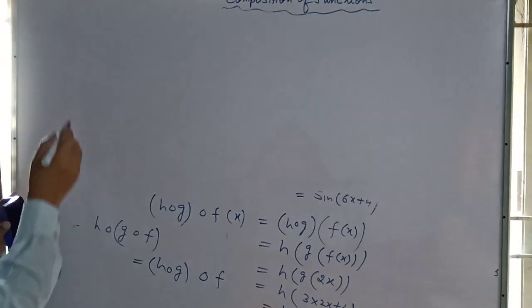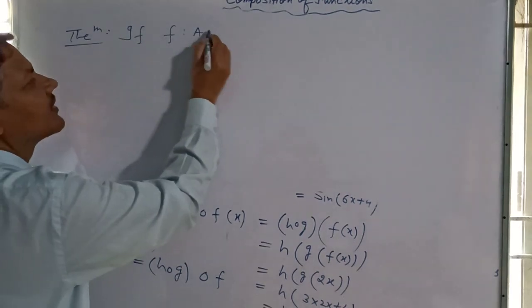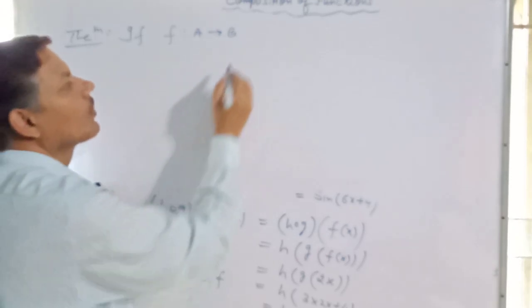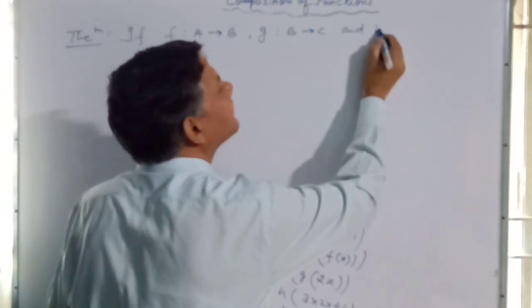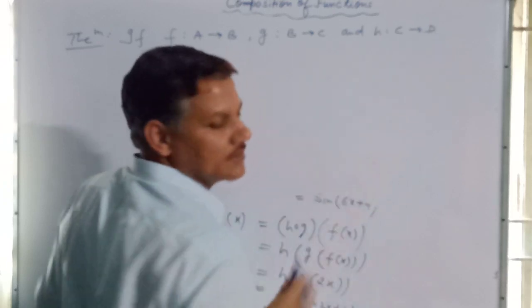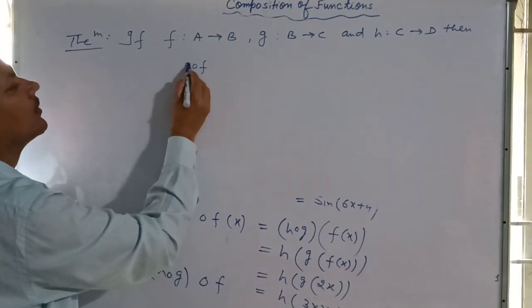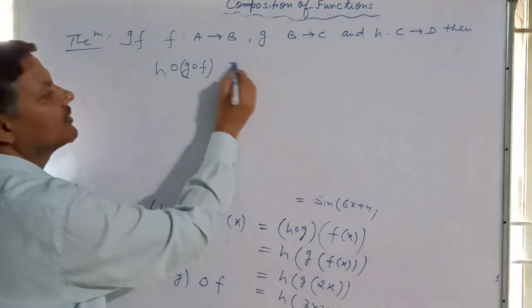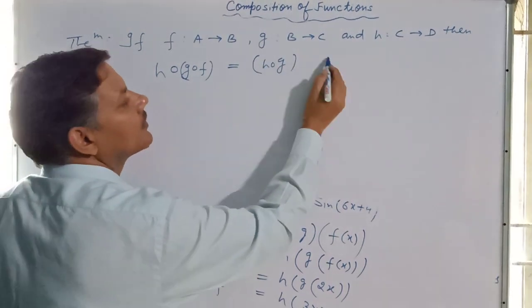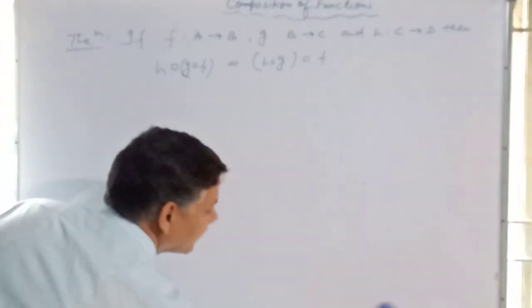Next we use a theorem. This theorem says: if f is a function from set A to set B, g is a function from set B to set C, and h is a function from set C to D, then the composition of h and (f composition g) is equal to the composition of these two functions. So it is actually the associative law.